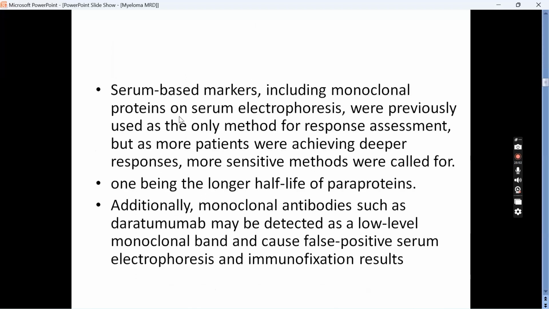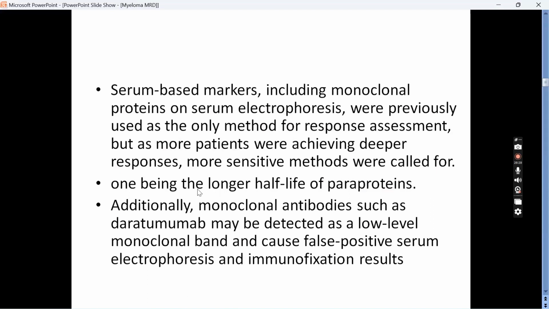As I showed you in the different responses, somewhere we have been using this M protein, especially in partial response and very good partial response. We have been using these monoclonal proteins, but the problem is that serum-based markers, including monoclonal proteins on serum electrophoresis, were previously used as the only method for response assessment. But as more patients were achieving deeper responses, more sensitive methods were needed. So these were not much useful.